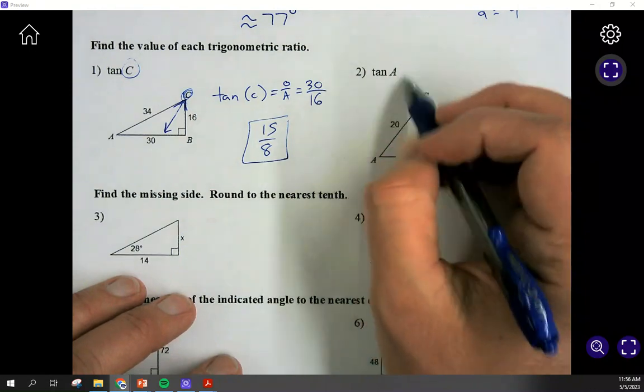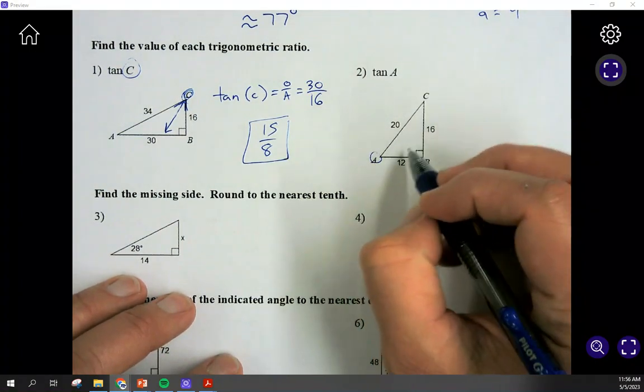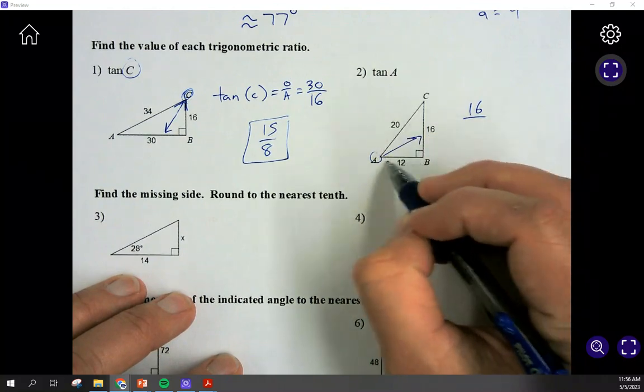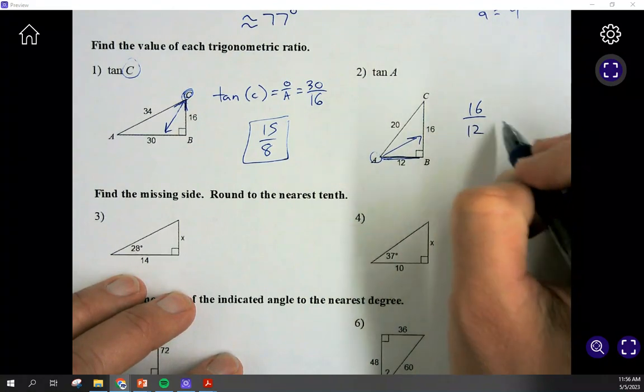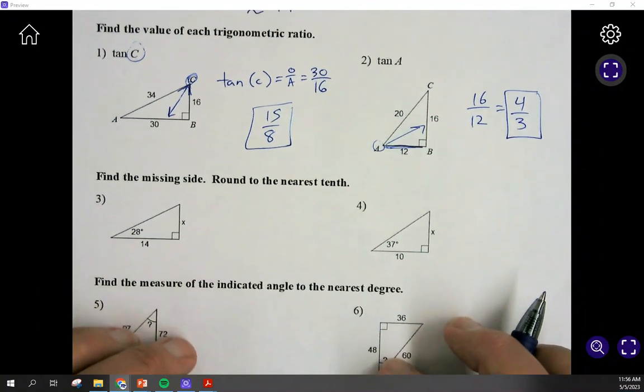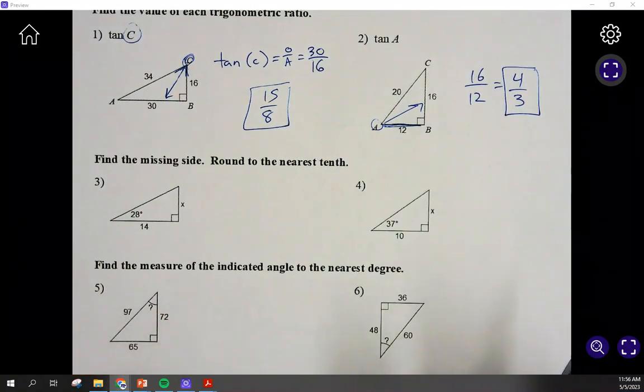Okay, so the tangent ratio of angle A. Here's angle A. Opposite is 16. Adjacent, not the hypotenuse, adjacent is 12, and that simplifies to 4 over 3. And that's the tangent ratio of angle A.